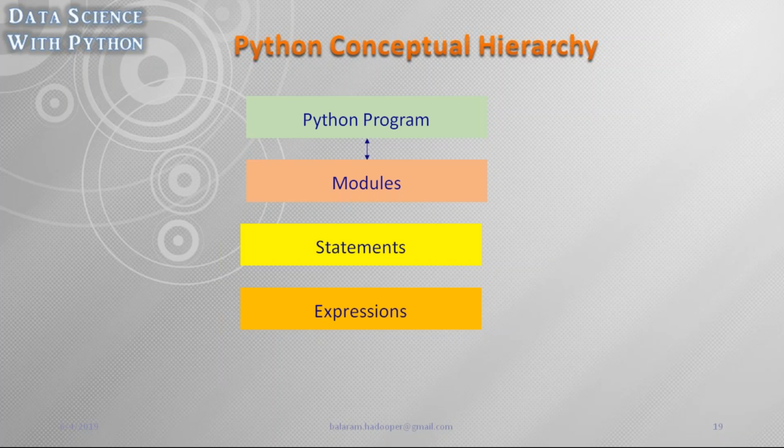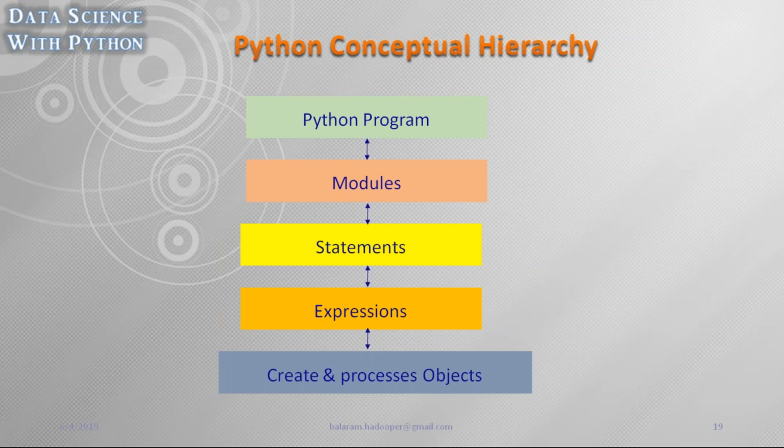The statement means it is a collection of expressions, and we can create and process the objects by expressions. So the hierarchy is like this. If you write simply an expression like c equal 2 plus 2, enter, that is just an expression. C equal to A plus B, that is a statement. In C equal to A plus B also there is an expression: A plus B is the expression that is being assigned into C. That is a statement.